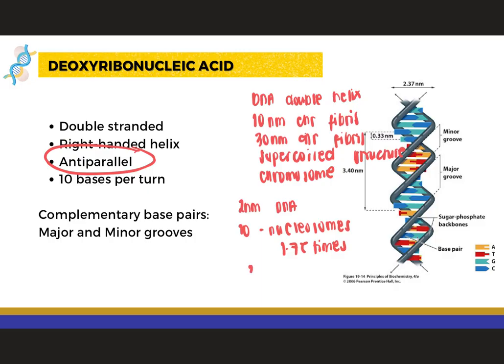Next is your 30 nanometer chromatin fibril. So your 30 nanometer chromatin fibril is a group of nucleosomes. And your supercoiled structure promotes the packing of DNA into a compact structure. Also, we have your chromosome. So, the condensation of DNA occurs during prophase of the mitosis. We have 23 pairs of chromosomes, 46 chromosomes in total. So, 22 pairs of autosomes and 1 pair of sex chromosomes, your X and Y.